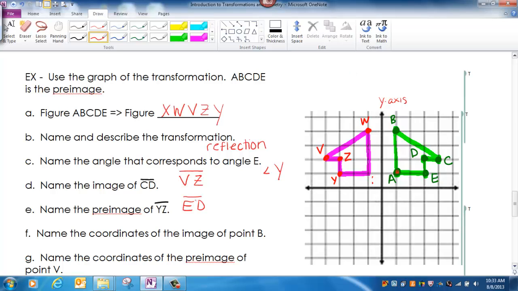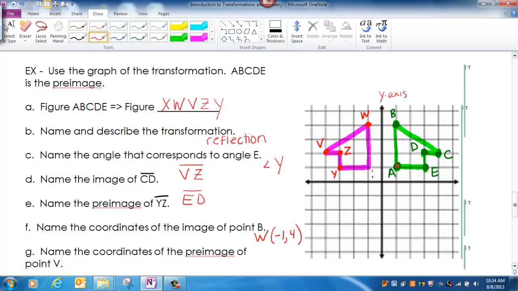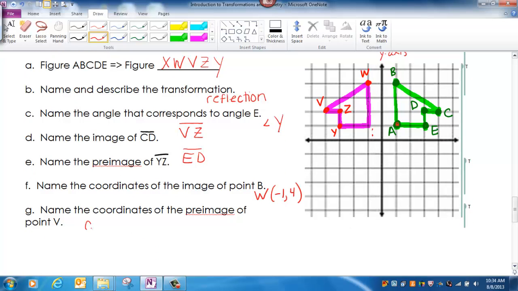Okay, F, name the coordinates of the image of point B. Well, the image of point B is going to be point W, but they want us to actually give the coordinate points. So that would be -1, 1 to the left, and then up 4. So -1, 4. And then lastly, name the coordinates of the pre-image of point V. Well, that is going to be point C. And the coordinates of that would be 4, 2.